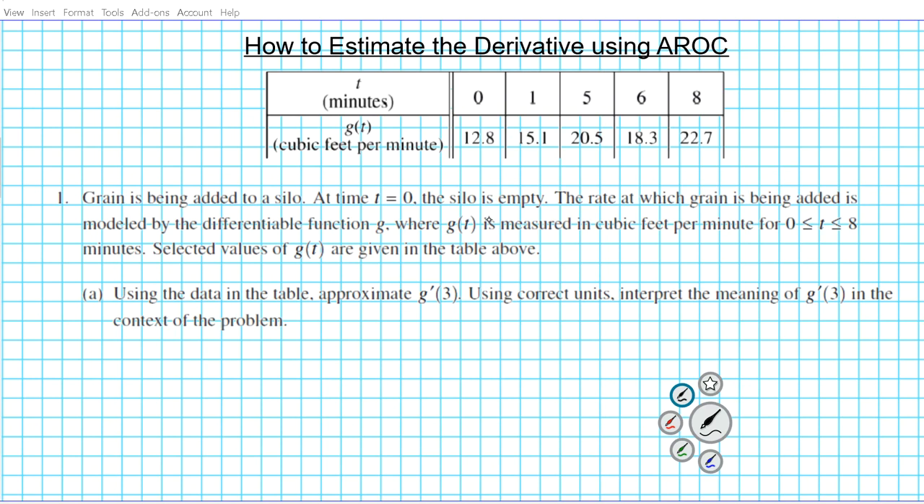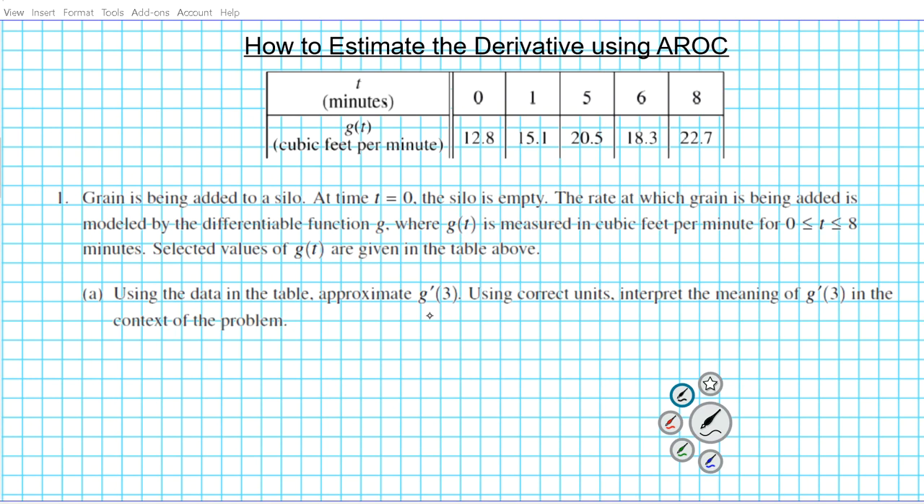All right, so question 1 reads: grain is being added to a silo. At time t equals 0, the silo is empty. The rate at which grain is being added is modeled by the differentiable function g, where g of t is measured in cubic feet per minute for 0 less than or equal to t less than or equal to 8 minutes. Selected values of g of t are given in the table above. So we have the given table right here.